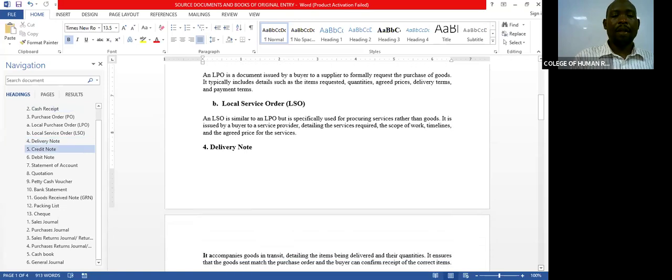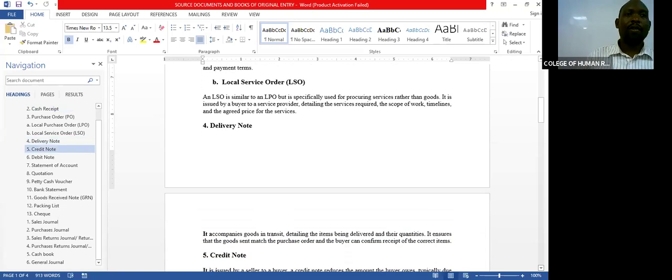Then another source document is the delivery note, which is a document that accompanies the goods as they are being shipped from the supplier to the buyer. It details the goods that are being shipped in terms of their quantities and also their value. The moment the buyer receives the goods together with the delivery note, you compare the details in the delivery note and the details in the purchasing order, so that you find out whether there is any discrepancy.